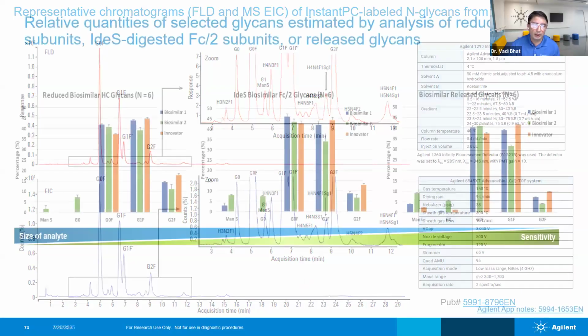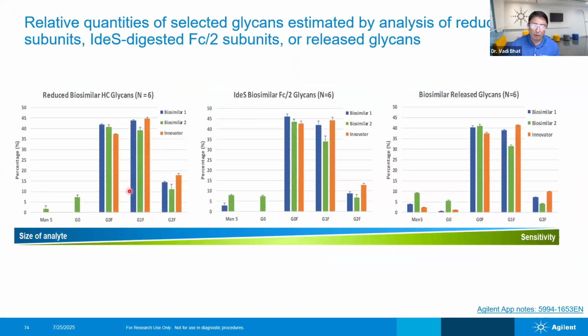Now, when you go to the intact analysis, you may not be able to identify all the glycoforms, the glycan variants, because the intact and subunit levels each have their own advantages and disadvantages. You see more at the subunit or fragment level compared to the intact or reduced. If you go for the released glycans, you can see much better results, so sensitivity increases because we are only measuring the released glycans.